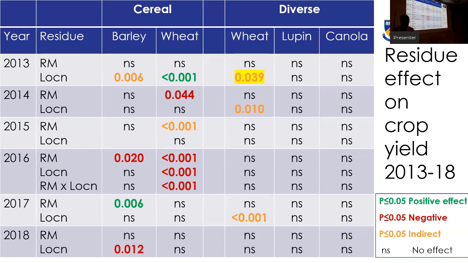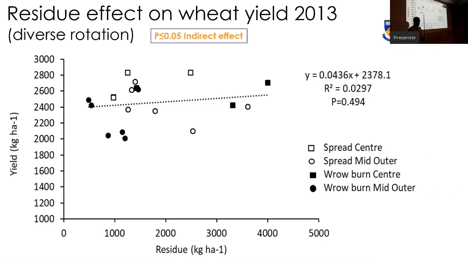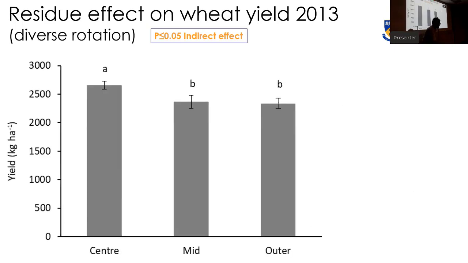And now I'll look at one of our indirect effects. So we have a significant interaction here in our diverse rotation. So here's what's happened. There is a significant effect, but it's not to do with residue quantity. So I plot it all against residue quantity, and that's a straight line. There's no relationship there at all. What we can see on a closer inspection is that these circles, which are the mid and outer locations, tend to be yielding lower than the squares, which are the centre locations. So I can put that in a nice little column chart like that. So in the centre locations, we're getting higher yield than the mid and outer. And on this occasion, it's not related to residue quantity.